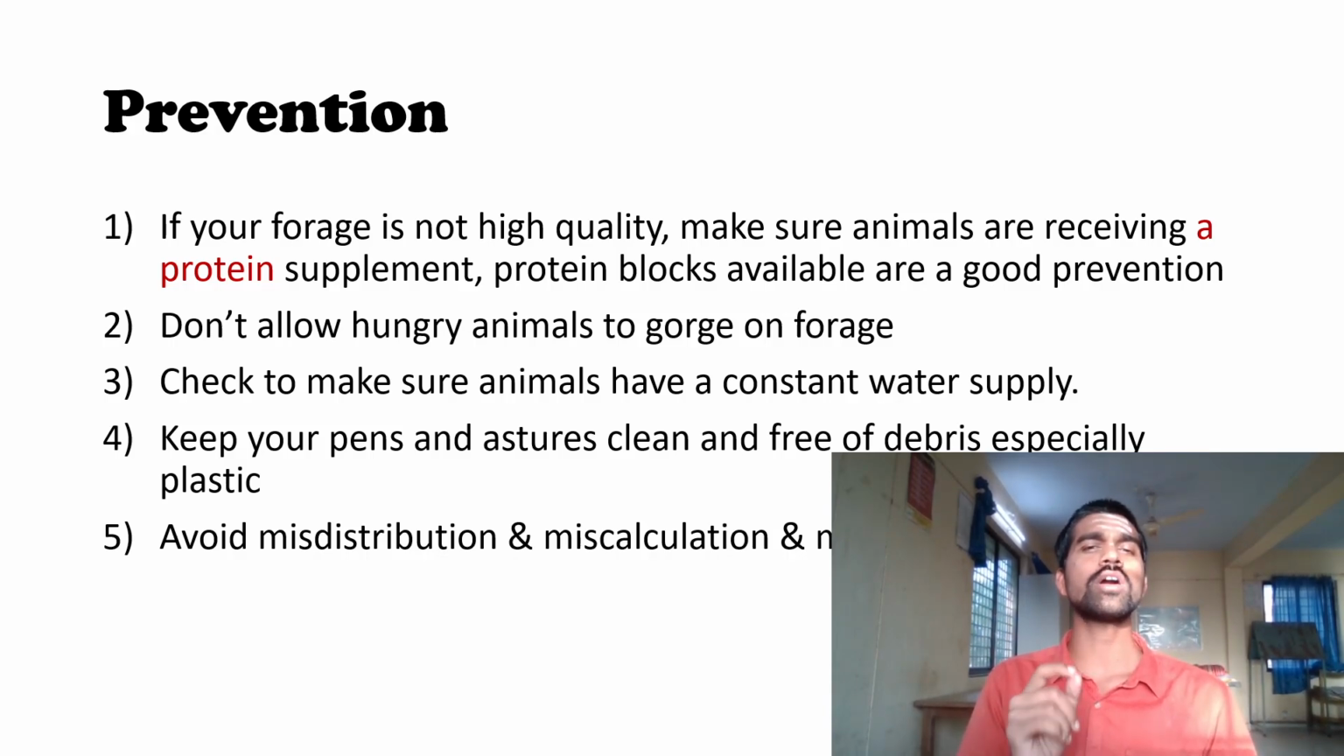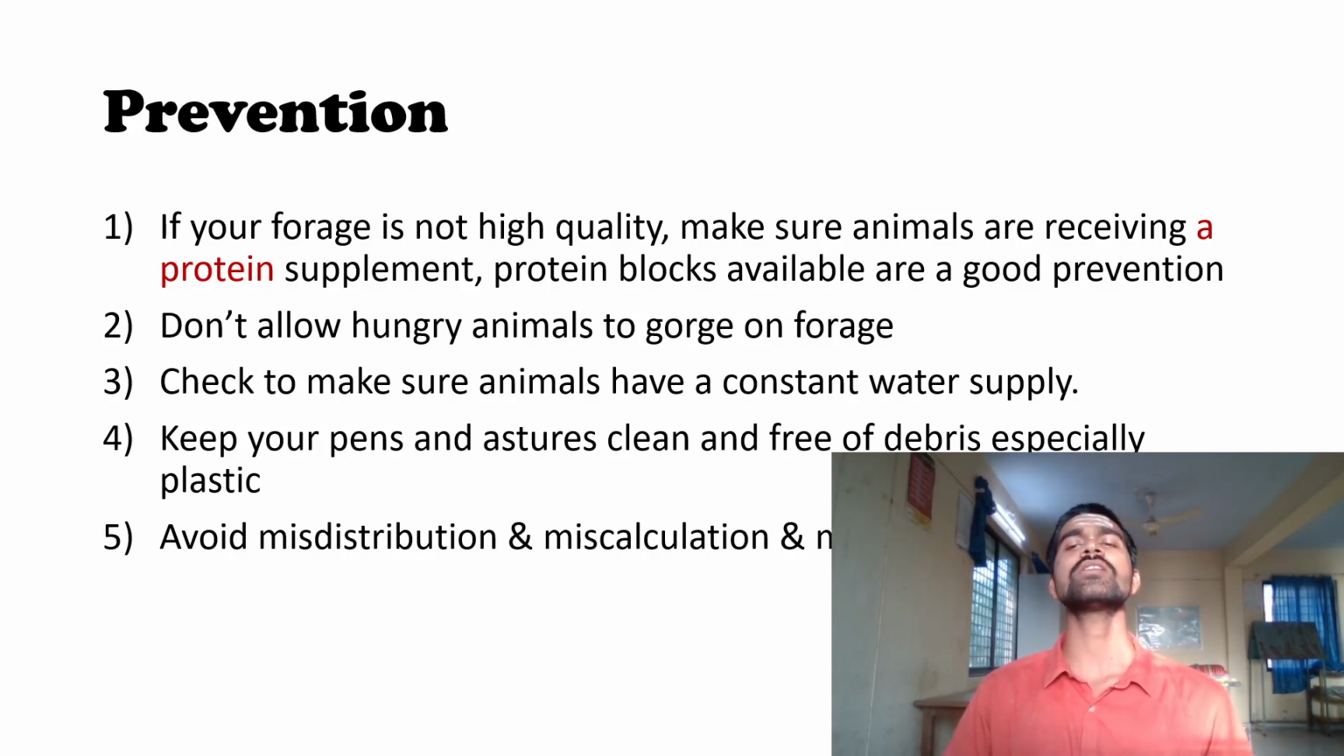If your forage is not high quality, make sure animals are receiving a protein supplement. Too much forage should be avoided for cattle because it contains cellulose, a rich carbohydrate content, and that is the main problem. We have to give protein supplements, protein blocks, which are good prevention. Don't allow hungry animals to gorge on the forage.